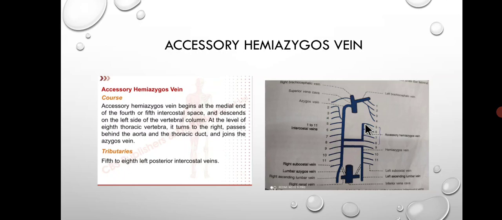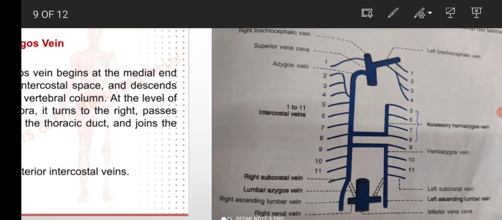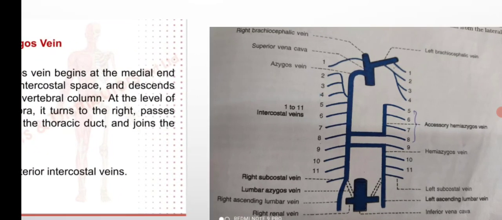How does it receive tributaries? It receives tributaries from 5th to 8th. In this you can also see it is a mirror image. It is a mirror image of the upper part of azygous vein, receives tributaries from 5th to 8th intercostal veins, and at the upper border of thoracic vertebra, it turns to the right side to finally drain into azygous vein.